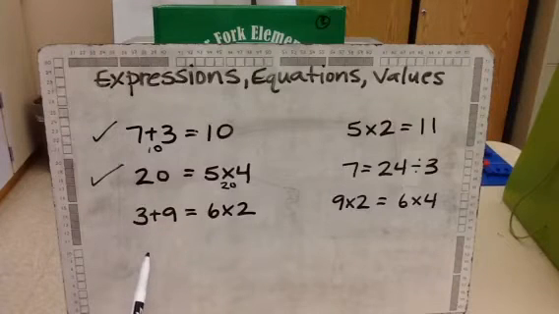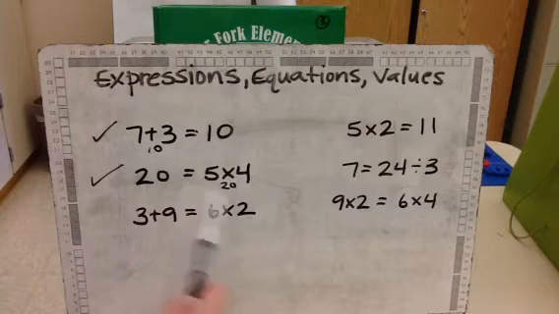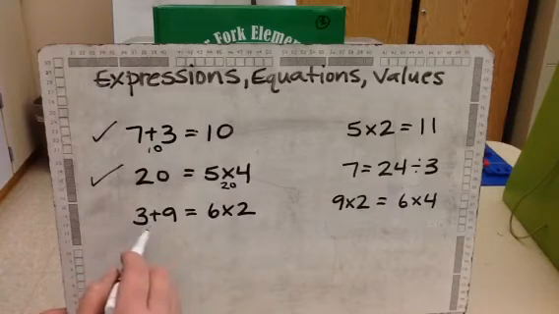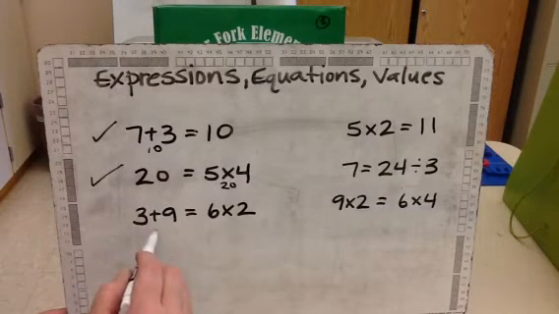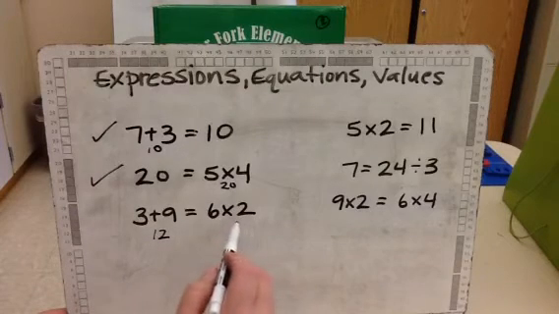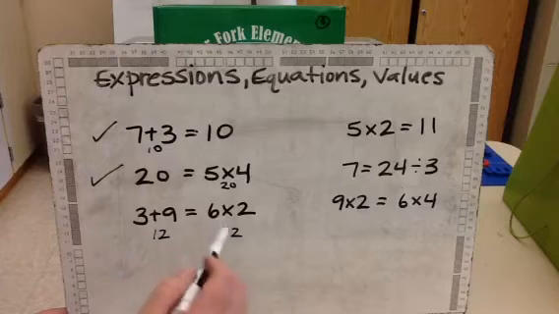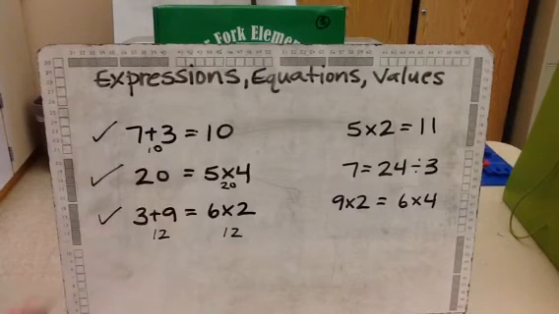Here's one more example here that is an equation. Two sides are going to be equal. So here I have an expression, and I'm going to do a little bit of work. 3 plus 9 is 12. And then 6 times 2 is 12. So since it's an equal value, an equal worth on both sides, it is an equation.